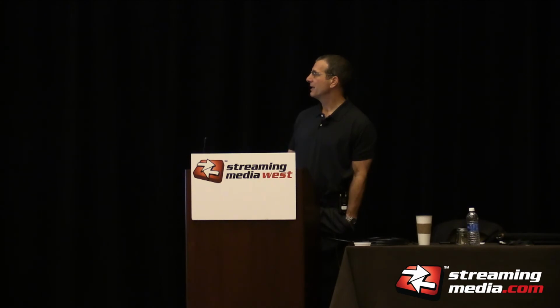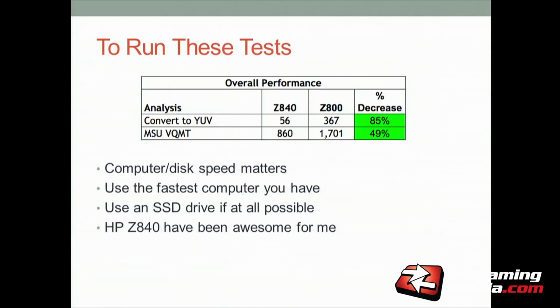And we see that this is the Z800, this is the Z840. The clock speeds of the processors here are relatively similar, but the disks here in the Z840 are all SSDs, and here they're traditional. And you see a very significant decrease in time from both the cores and the SSDs.